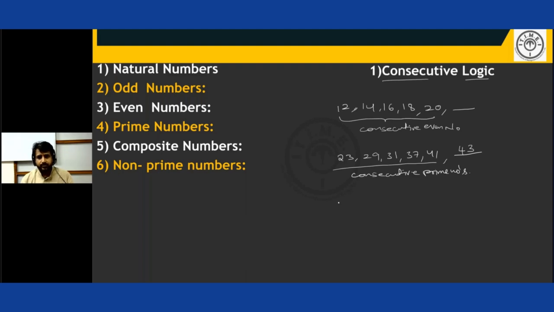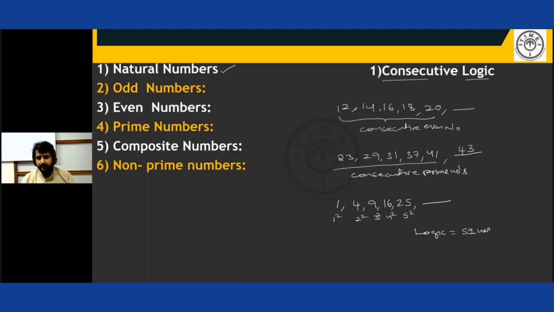For example, a question is given like this: 1, 4, 9, 16, 25. What is the next number in the series? Here also the numbers are following a specific pattern. Are you able to recognize these numbers? 1, 4, 9, 16, 25. Square numbers, perfect square numbers. Squares of natural numbers: 1 square, 2 square, 3 square, 4 square, 5 square. What is the logic applied here?